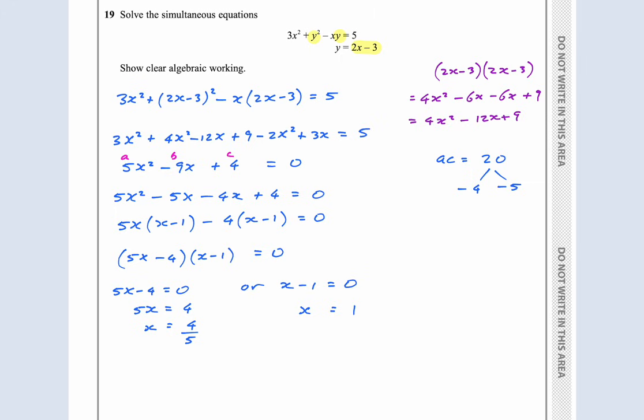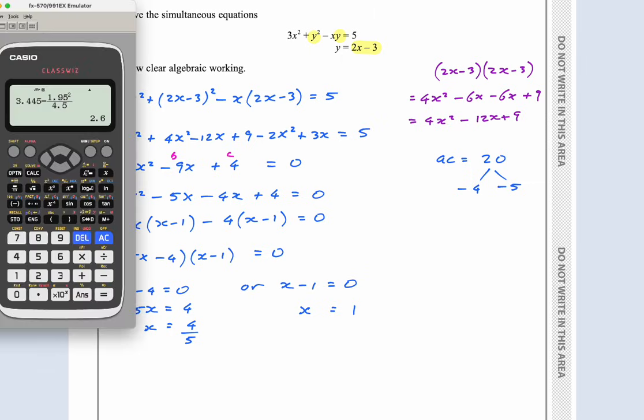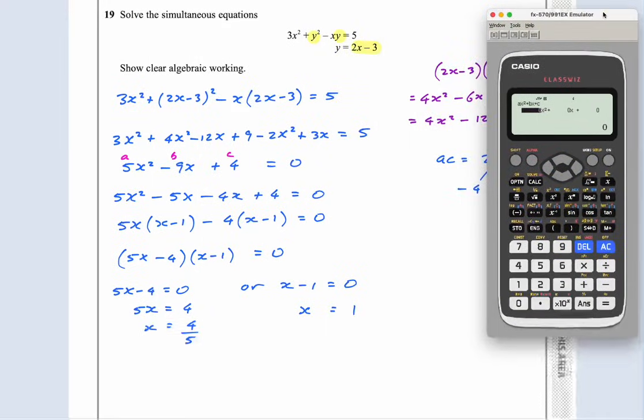Now guys, just to show you, on the calculator, you could have found these answers by going into equation, polynomial, degree 2, and I'm going to put in, because it is this quadratic, 5, minus 9 and 4, and it gives me the solutions 1 and 4 over 5. That's my 1 and 4 over 5.